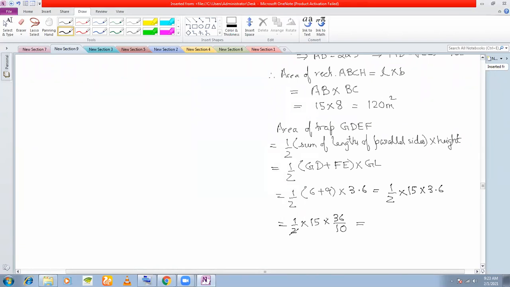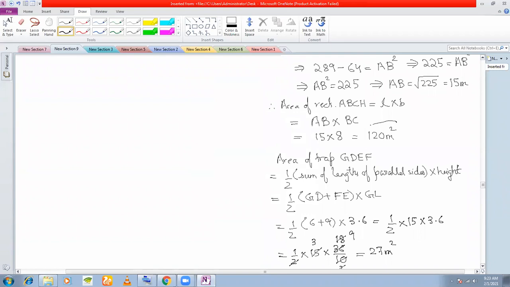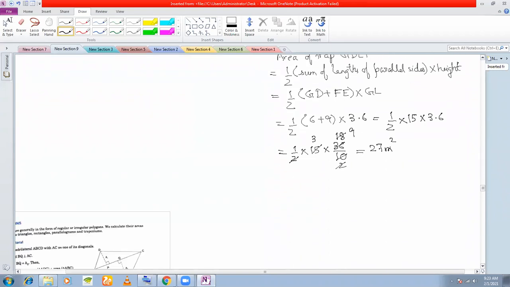And now you can cancel here. This will cancel with 18. This will cancel with 3 and 2. And this will cancel with 9. So 27, 27 meters square. So therefore the area of the figure is the area of this rectangle, 120, which we have found out, and the area of this trapezium. Hence, area of the figure.